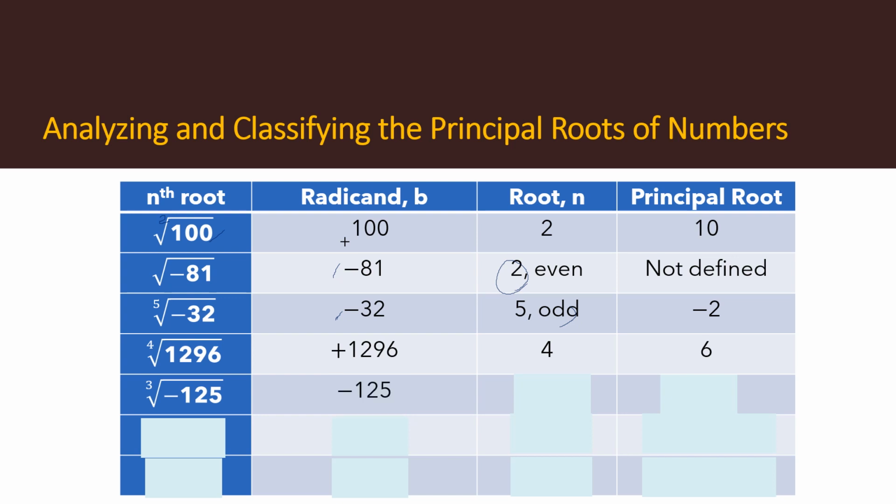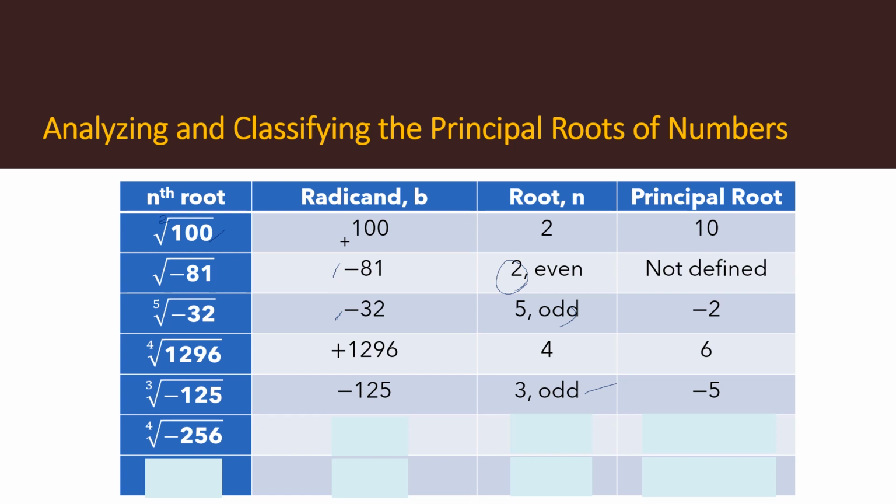Next, the third root of negative 125. Our radicand is negative 125, and it is asking for the third root, so 3, and it is an odd number, so that is possible, but our principal root will be negative. Okay, so negative 5 as the answer to this.